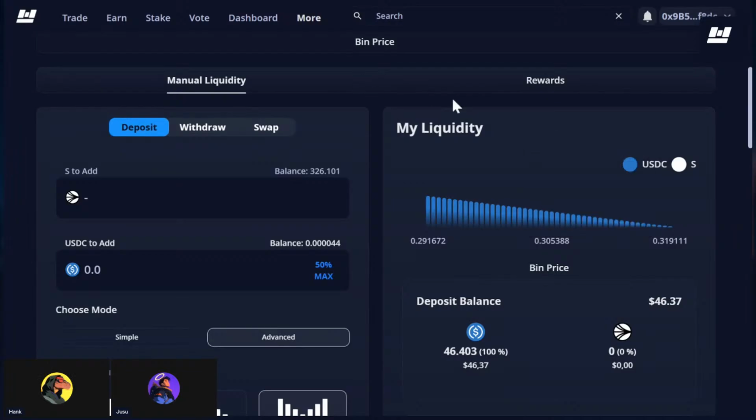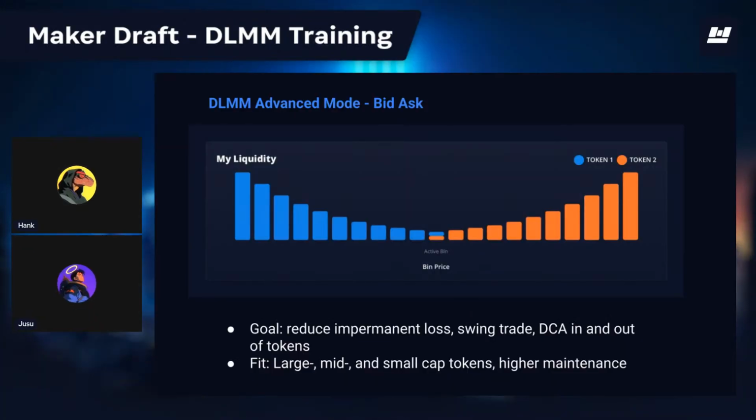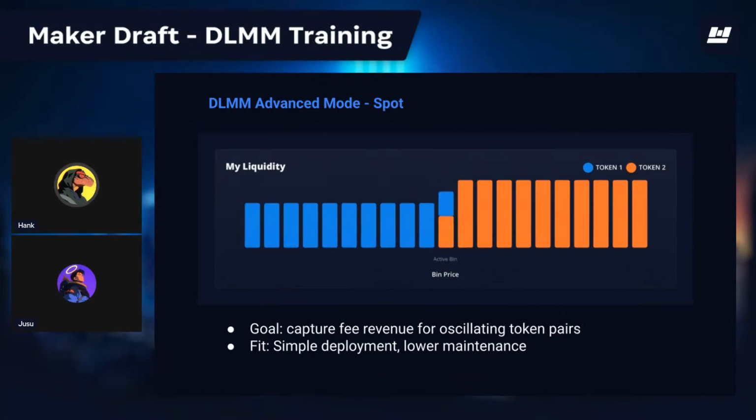Okay, let's get back again. We have the overall... The last one is the spot distribution. Here, your goal is just capturing fee revenue for tokens that are ranging in an area where you do not want to concentrate around current price action or reduce with the bid-ask. You're saying, look, this is the range. I'm going to have a spot distribution over the entire range, and I just want to accumulate fees.